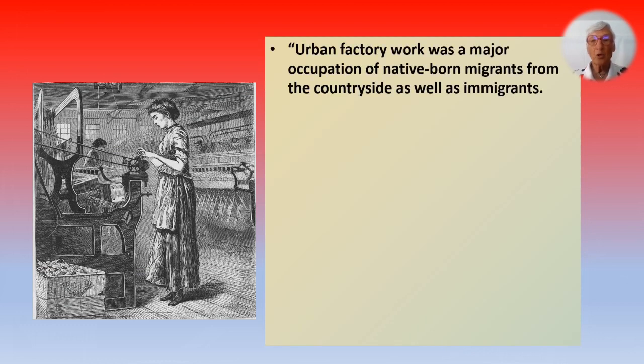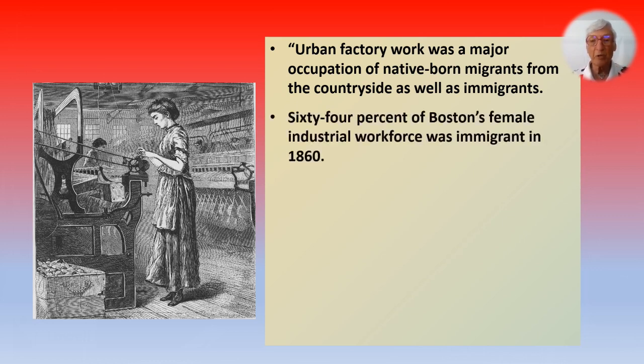Urban factory work was a major occupation of the native-born migrants from the countryside as well as the immigrants. So you had both happening. You had people giving up their farm work, living on the farm, and moving into the cities to work in factories, but you had a large flood of immigrants coming from Europe mostly.